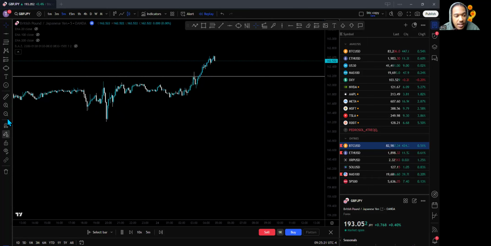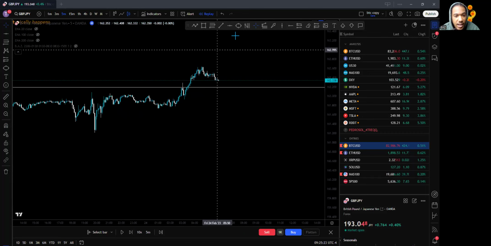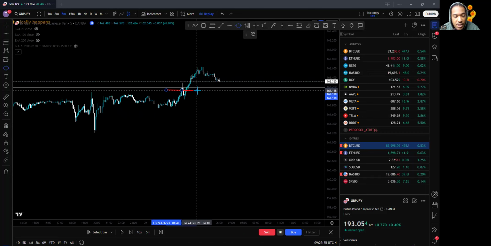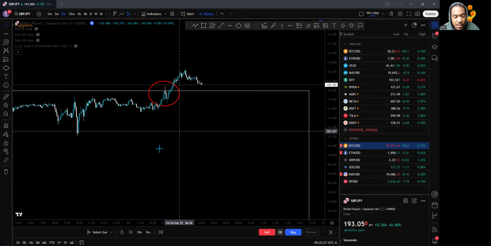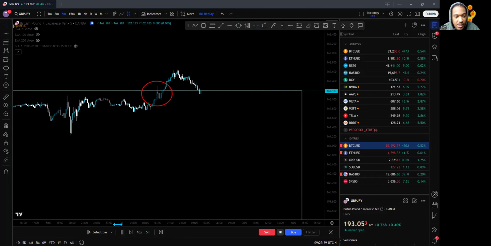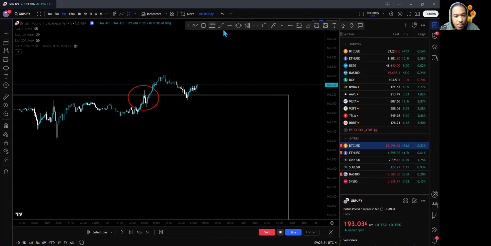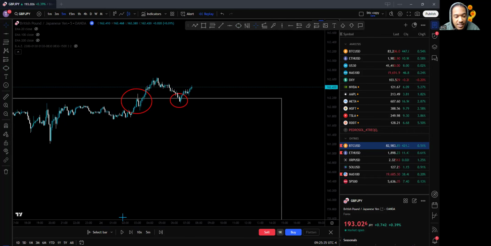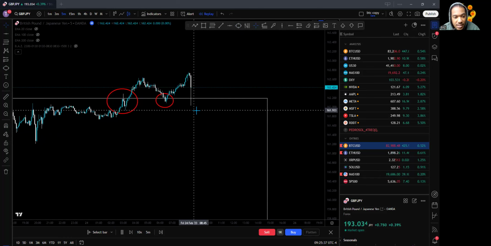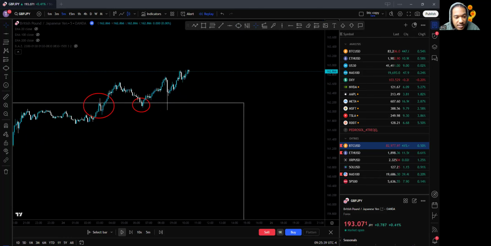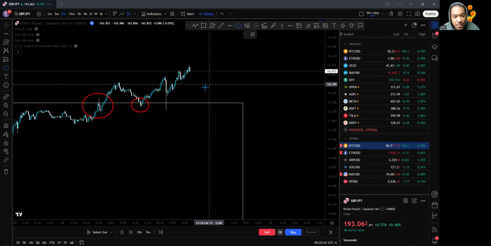Now we're getting another one right here. Now we have another break of structure, a retest. You guys can see there's a pattern to this. Retest, another retest, or rejection. This one right here.